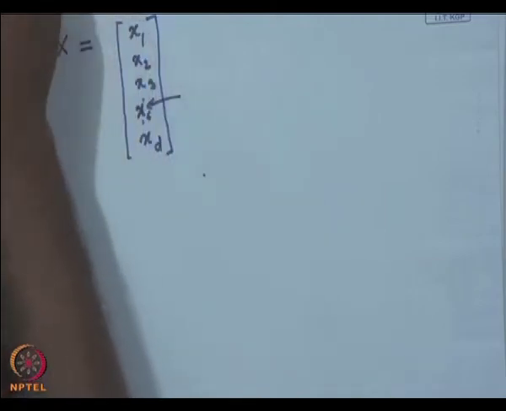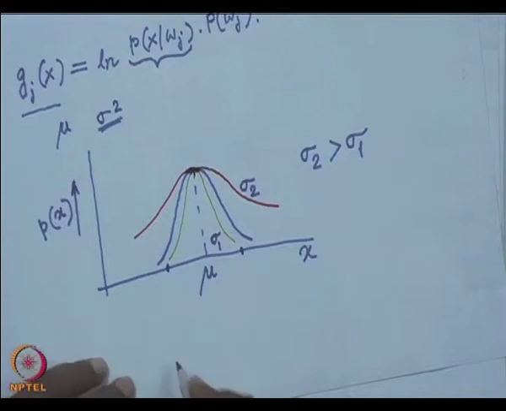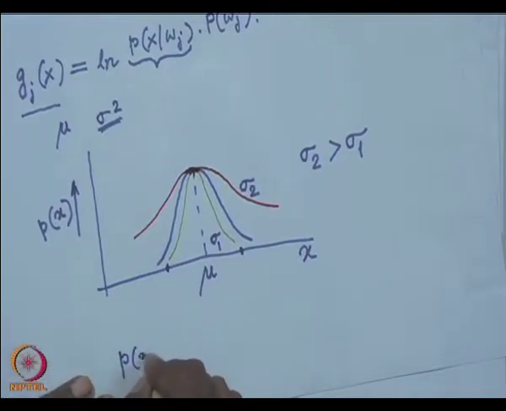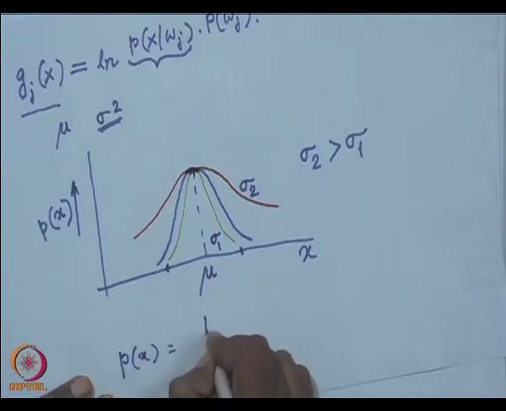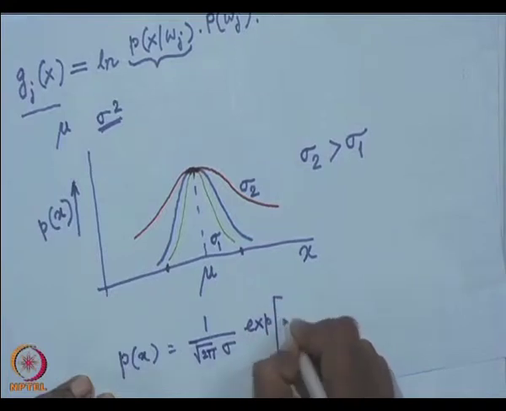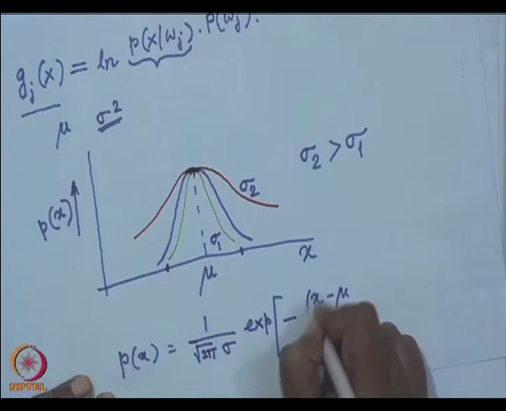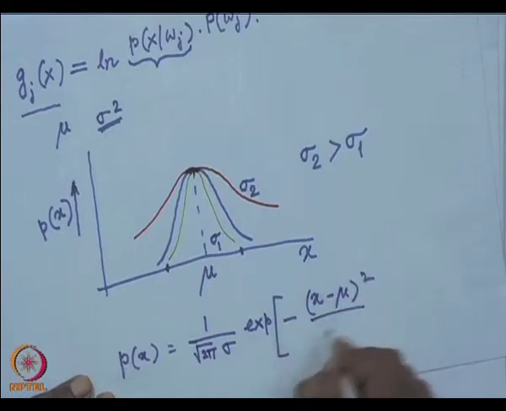And then generalizing this Gaussian expression. In the single variable case you all know that the Gaussian expression will be p of x, simply given by 1 over square root of 2 pi into sigma, times exponential of minus x minus mu square upon 2 sigma square.